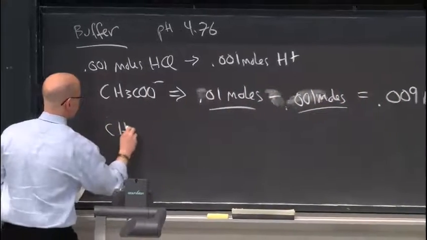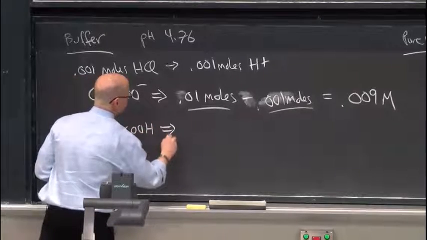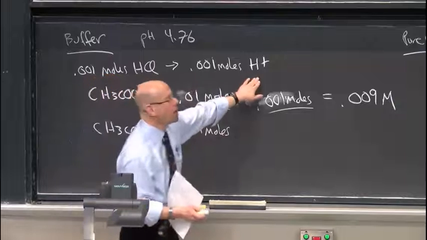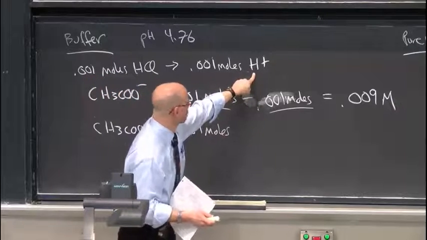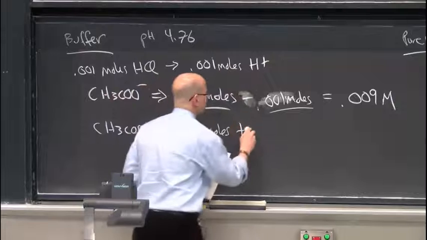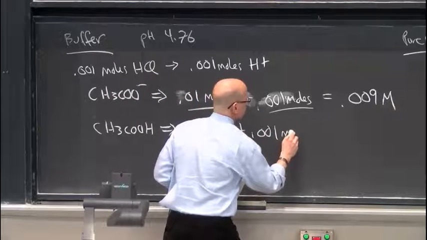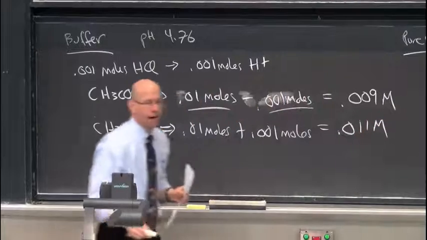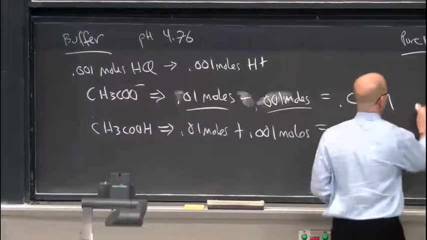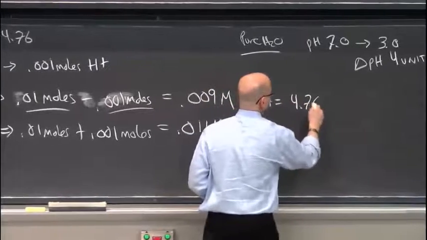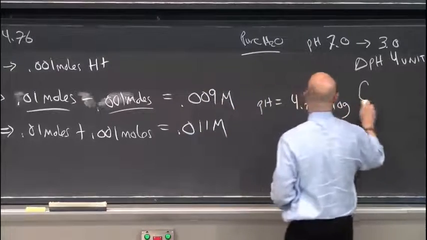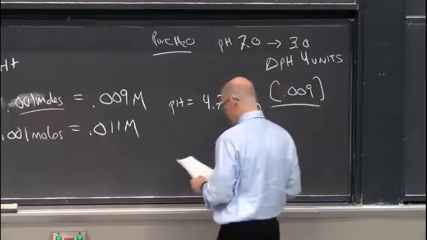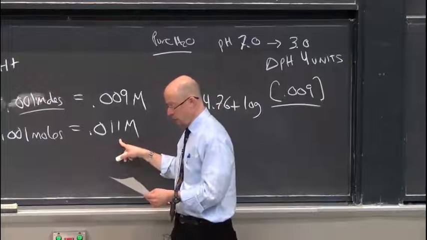Okay. The acetic acid that we started with was 0.01 moles. Okay? And that increased now by the amount with which this proton reacted with the acetic acid. So this now gained 1 millimole to become 0.011 molar. Okay? So what's our new pH? Well, our pH is just equal to 4.76 plus the logarithm of the new concentration of acetate anion, that's 0.009, divided by the new concentration of our acetic acid, which is 0.011.